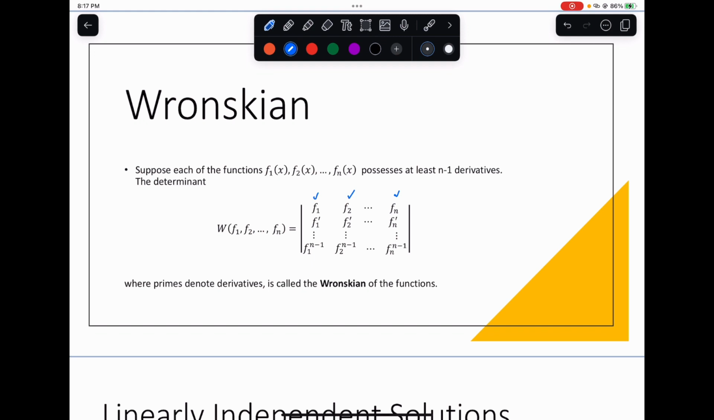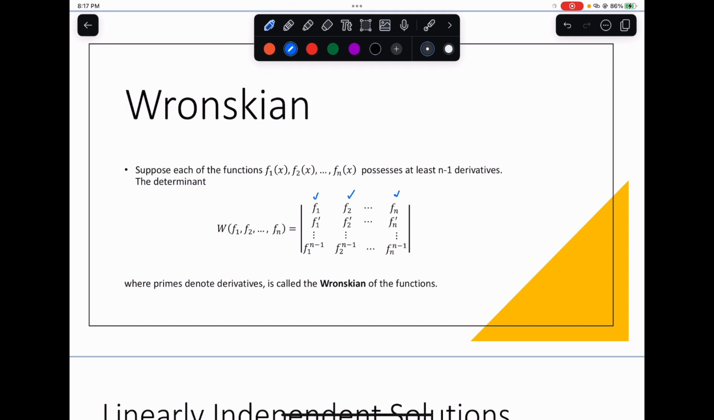So in forming the matrix to find the determinant of the solutions, we need to form a square matrix. That means, for example, if I have two solutions, then I should have two columns and two rows, or a 2 by 2 matrix. If I have a third order differential equation, it should be a 3 by 3 matrix.